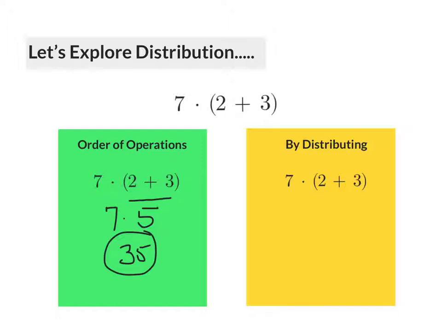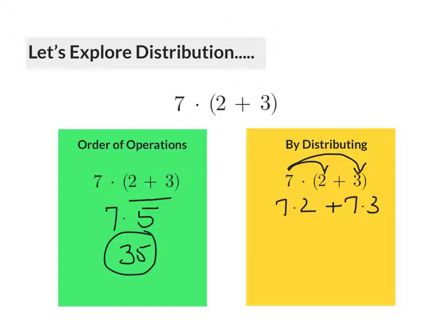Another way that we can simplify this same expression is by distributing. What that means is that I will distribute the number 7 to each of the numbers inside parentheses, which means I will distribute the 7 to the 2 and the 7 to the 3. So mathematically, that means I'm going to multiply 7 times 2, and I'll multiply 7 times 3. So my expression looks like this now: 7 times 2 plus 7 times 3.